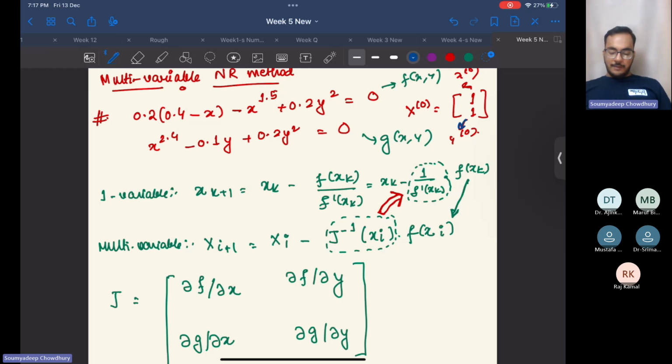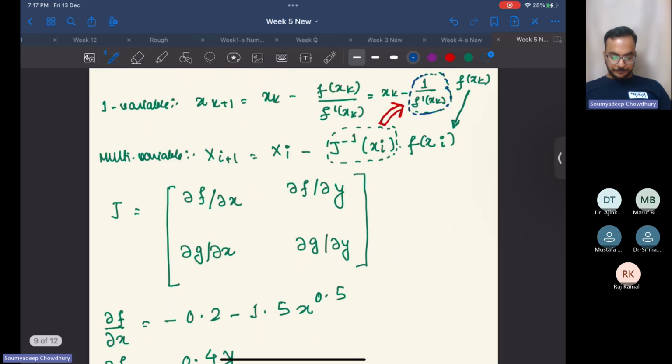This 1 by f'(x_k) in single variable basically translates to a matrix known as the Jacobian matrix, so that translates to J inverse of x_i. The J matrix is representative of the derivative of the function. Here you have two variables, so you will not have differentiation only with respect to x, you will also have it with respect to y. So we'll see what our Jacobian matrix is.